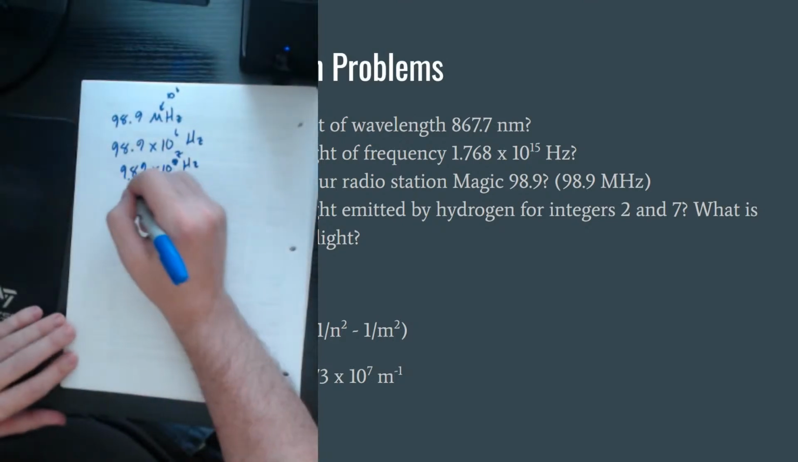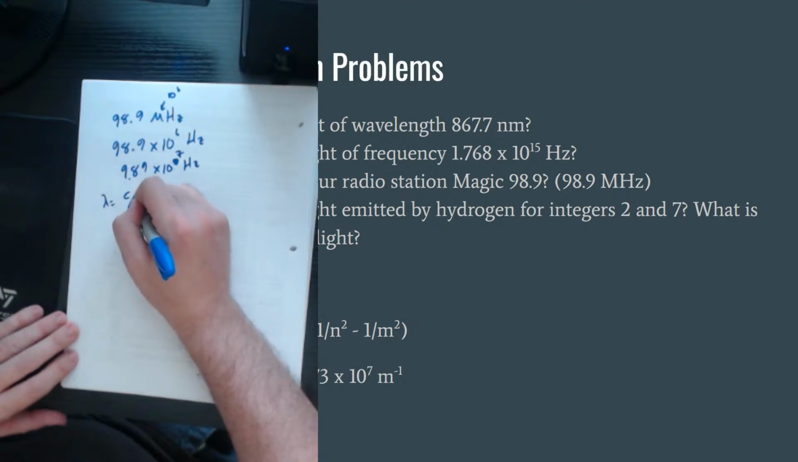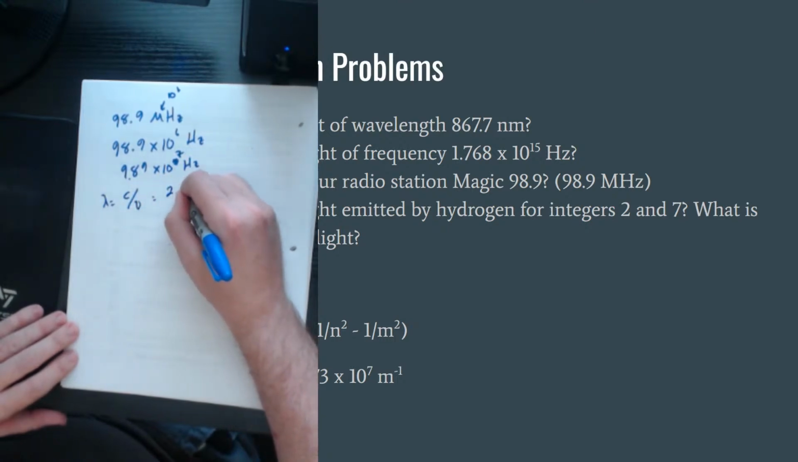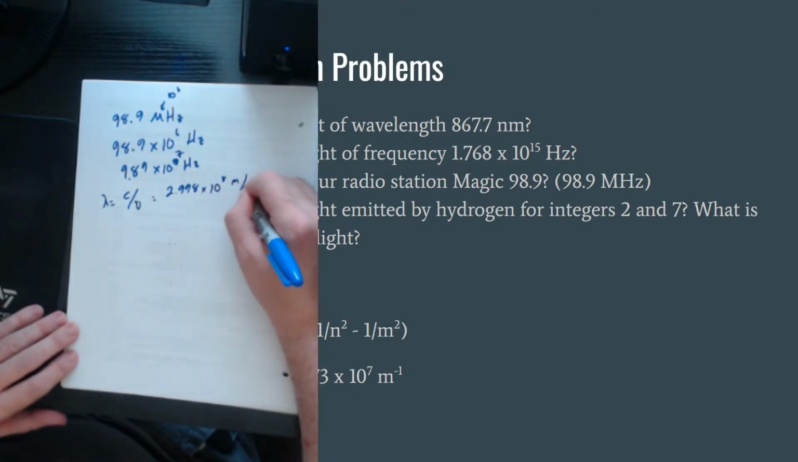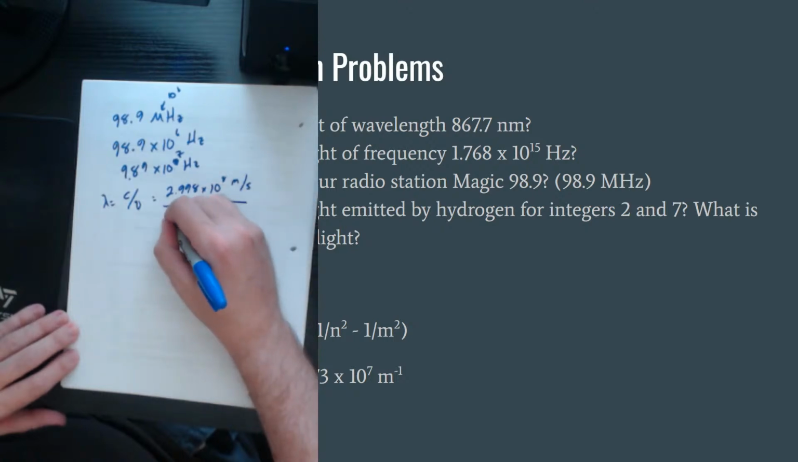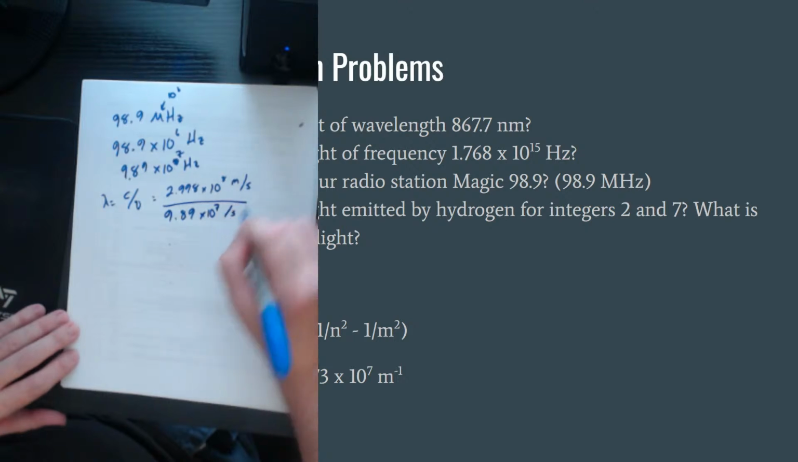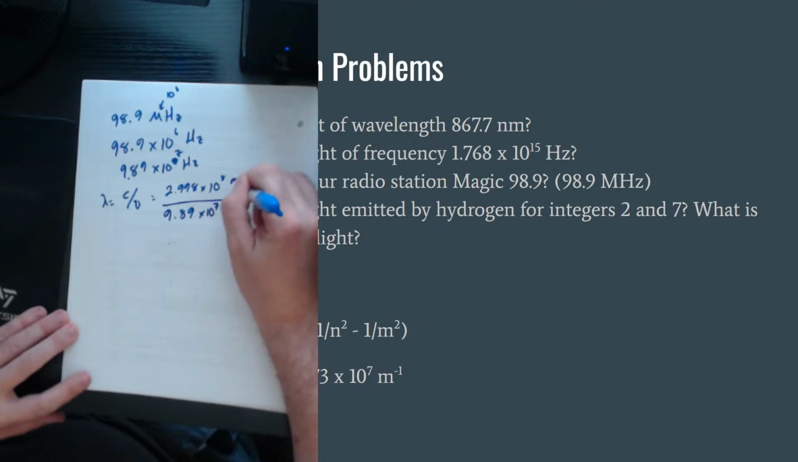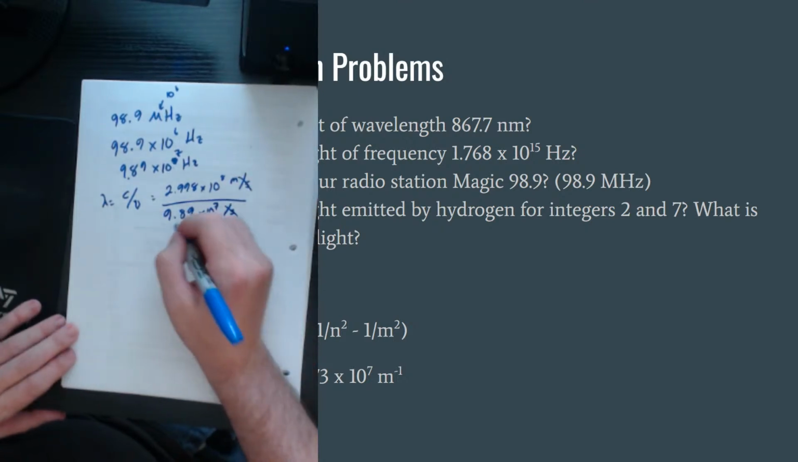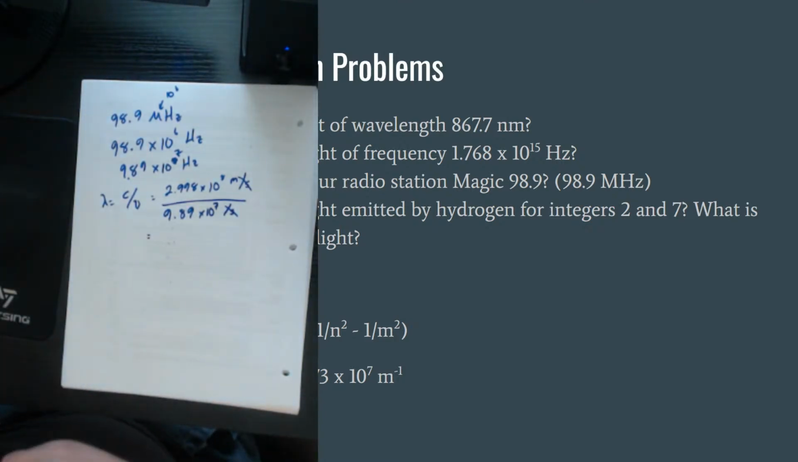All right. So c equals lambda nu, which means lambda equals c over nu. 2.998 times 10 to the eighth meters per second divided by 9.89 times 10 to the seventh per second. Hertz is just per second, or 1 over second. So the per seconds will cancel, leaving us with something very close to 1 meter.